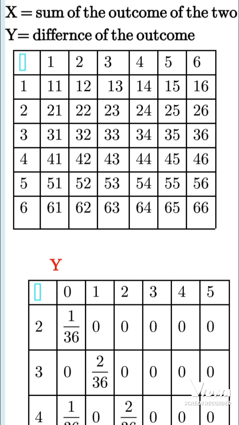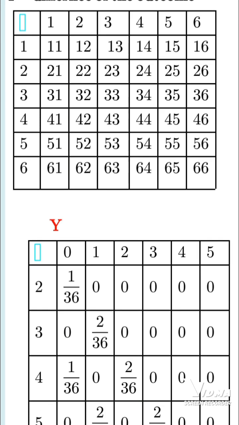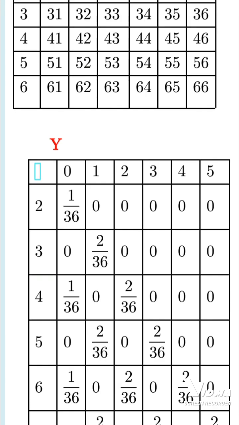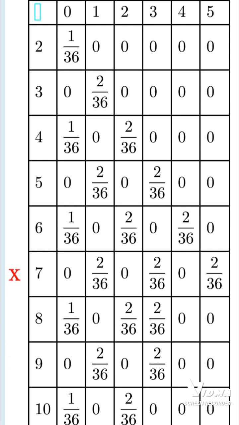So you notice that after 1 comma 1, the next one you have is 2 1 and 1 2. The next one we have is 3 1, 2 2, 1 3. The next one is 4 1, 3 2, 2 3, 1 4. So like that, you look at that pattern down. So using that same pattern, you arrive at the required outcome. So we have it there.